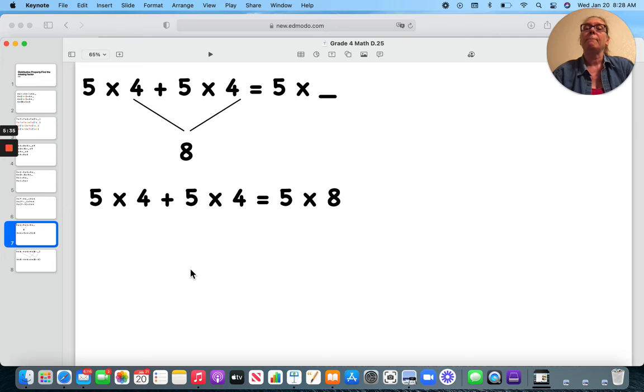So some of you might be able to just look at it like this, like the examples I was showing before. 5 times 4 plus 5 times 4 equals 5 times what number? Well, I'm going to take these two numbers, the 4 and the 4, and I'm going to add them. So 5 times 4 plus 5 times 4 equals 5 times 8.